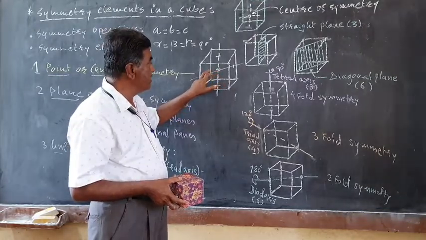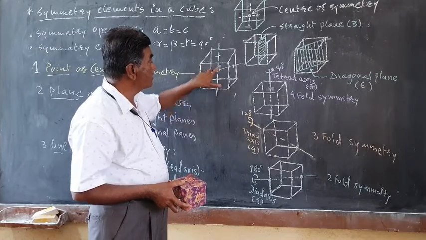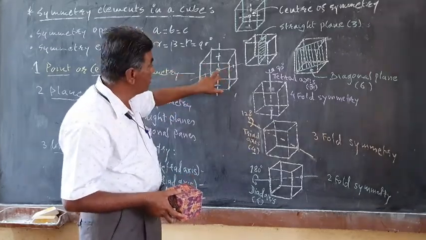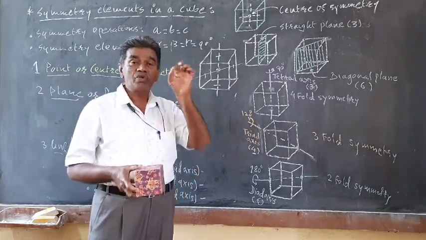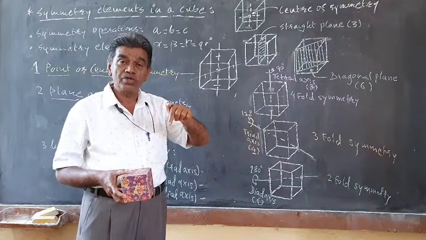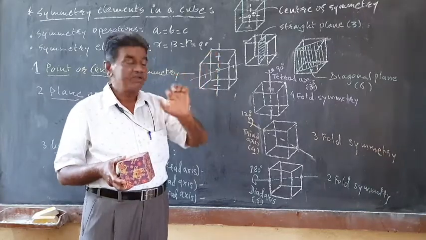If the point is shifted here, this distance is small while that distance is not equal, and therefore it does not satisfy the definition of point symmetry: a point in the crystal such that any line drawn through it meets the surface of the crystal at equal distances.